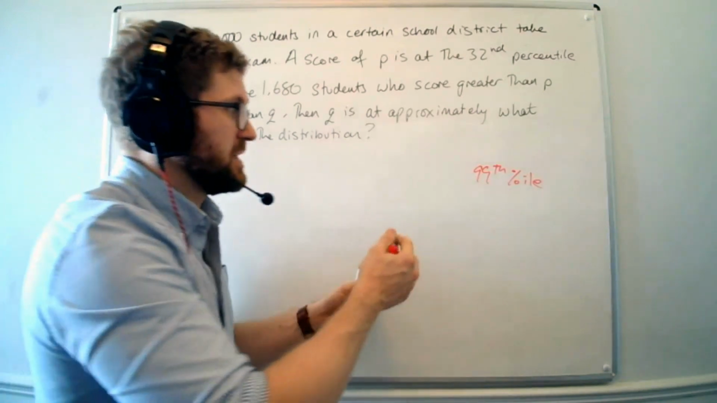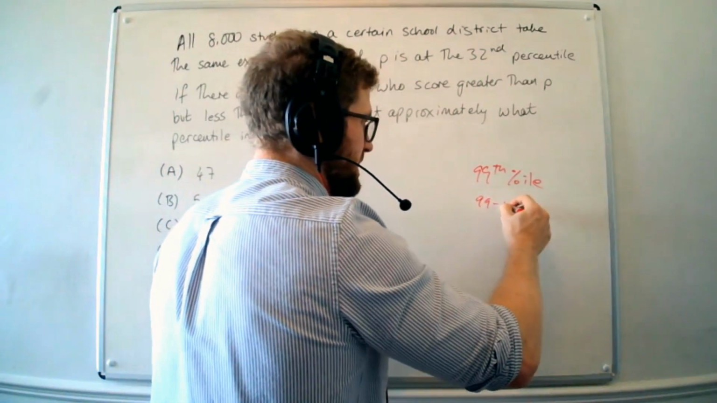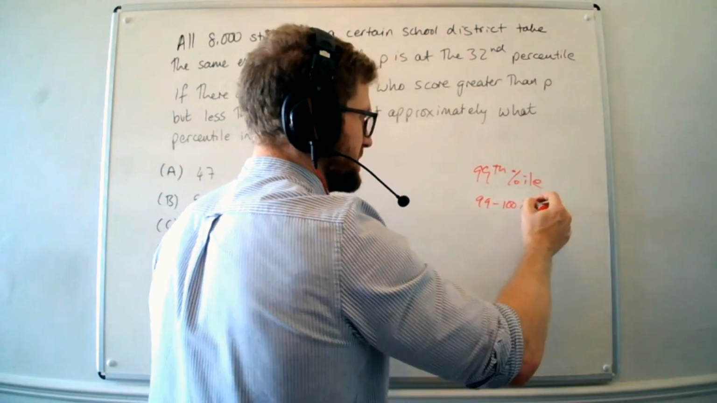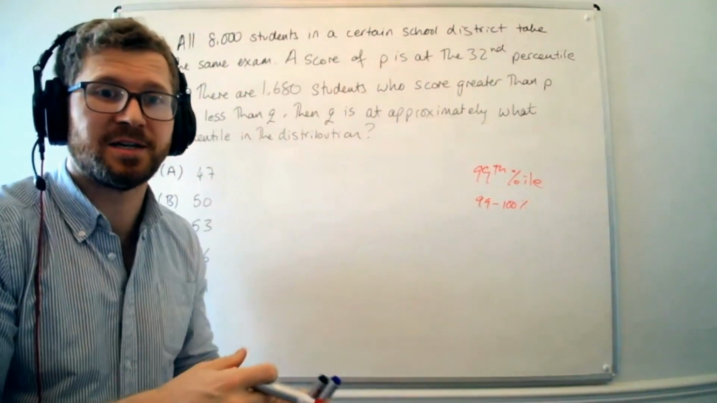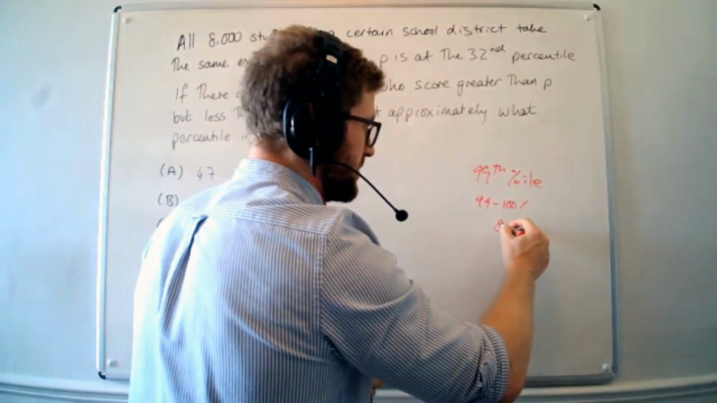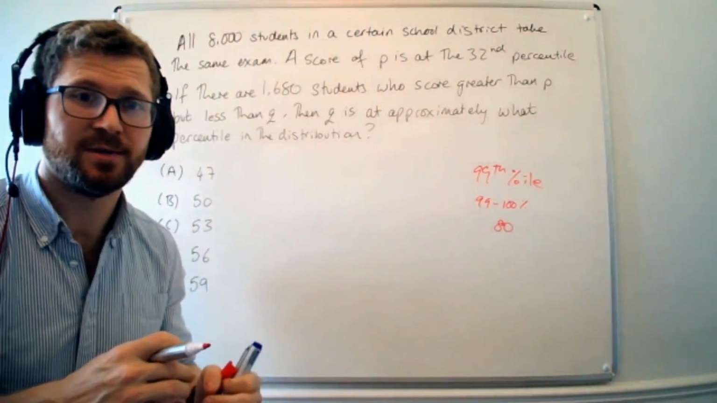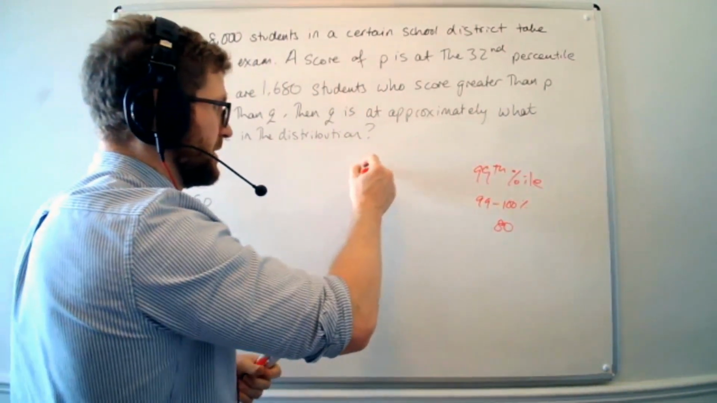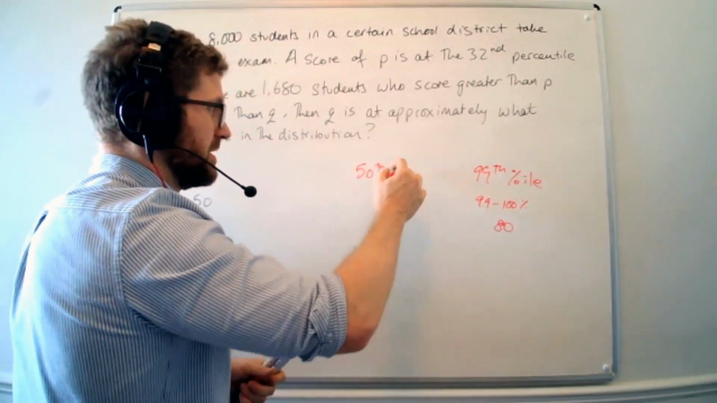So you can say that you are somewhere between 99 and 100%. You're the top 1% of the people taking the exam. You're in that top chunk of 80 students. Now we can say a similar thing about the 50th percentile.